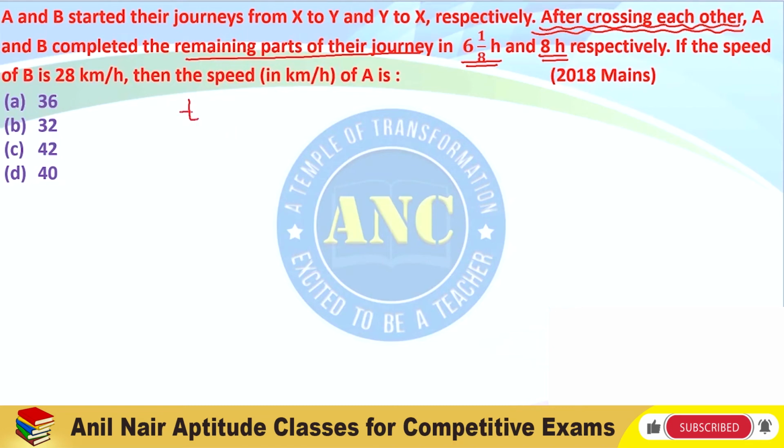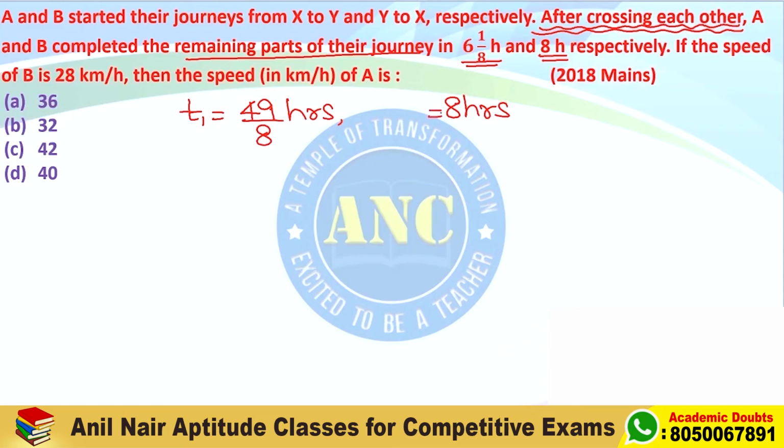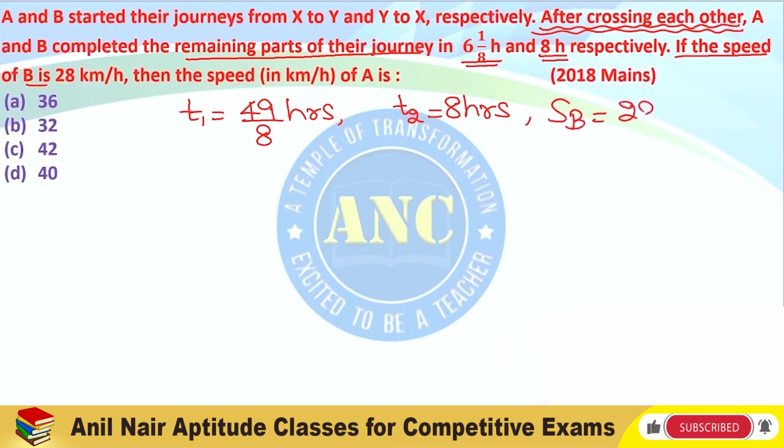That we called T1 in our concept. So T1 is 49/8 hours, and 8 hours is the time taken by B to reach the destination after meeting A, and that we represented as T2 in the concept we had discussed. So we know the values of T1 and T2, and it's also given that the speed of B is 28 kilometers per hour. Find the speed of A. Now because we know that concept, it's so simple.